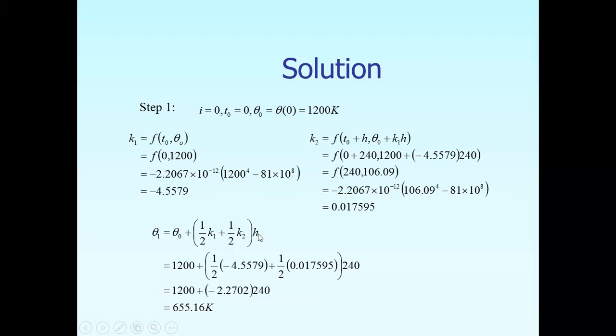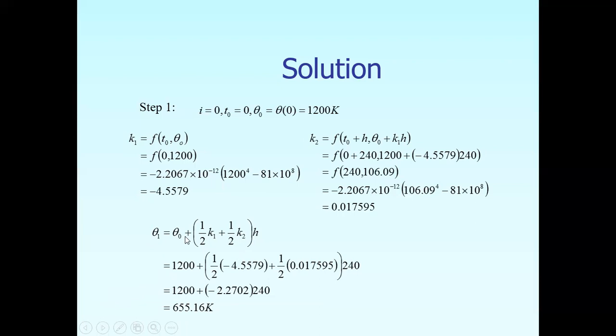Then put the value of theta 1 is equal to theta 0 plus 1 by 2 k1 plus 1 by 2 k2 into h. Put all the values, that is theta 0, k1, k2 and h in that equation, and by solving this, we can find the value of theta 1, 655.16 Kelvin. This is theta 1 at t is equal to 240 seconds. But we need to find the value of theta at t is equal to 480 seconds.